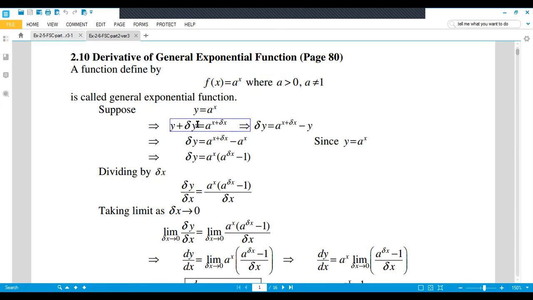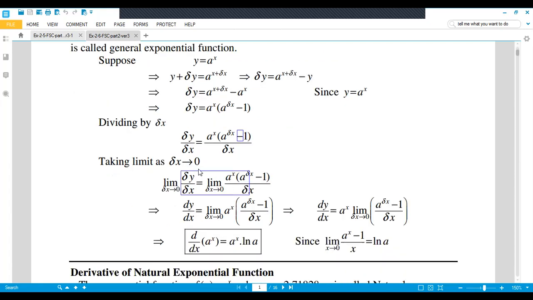Then again by first principle, delta y is added on the left hand side and on the right hand side, delta x is added in the power x. Y is positive here, shifted to the other side it becomes negative, and put the value of y, a power minus x. If you check, a power x is common in both terms, so take a power x common and you get a power delta x minus 1. Now divide both sides by delta x. After that, take the limit as delta x approaches 0.